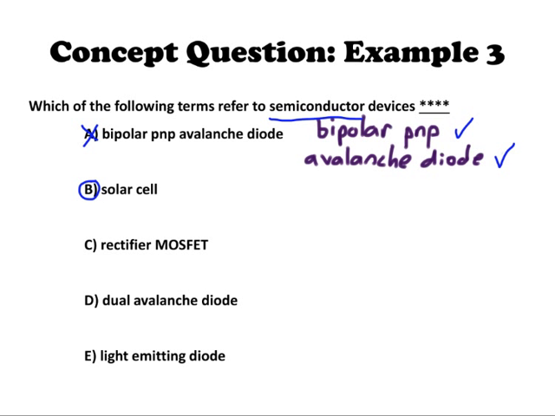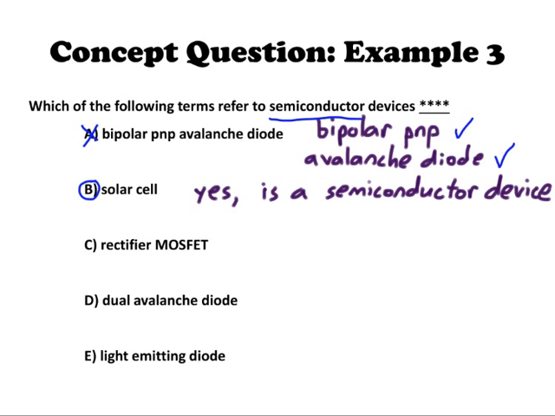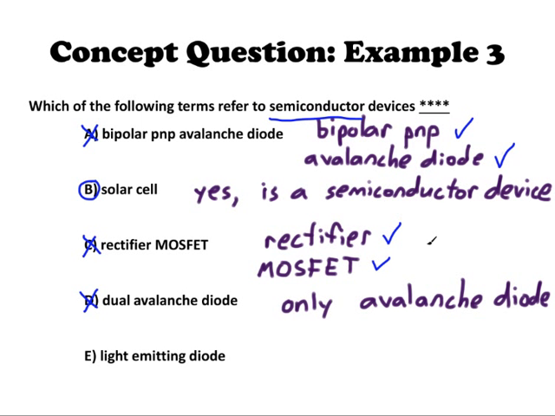Option B, solar cell, is a semiconductor device. Option C, rectifier MOSFET, is an incorrect answer because you can have a rectifier, that's a semiconductor device, and you can have a MOSFET, otherwise known as a metal oxide semiconductor field effect transistor, which is also a semiconductor device. But together, these two are not a semiconductor device. Option D, dual avalanche diode, is an incorrect answer because it's only called an avalanche diode. A dual avalanche diode is not a semiconductor device.